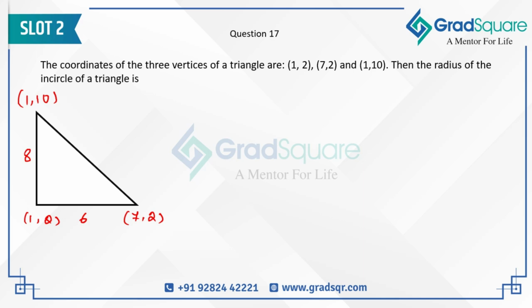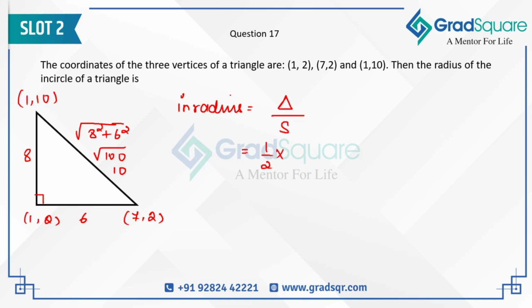So clearly this is what type of triangle? A right angle triangle, because it satisfies the Pythagoras theorem. Eventually this will become the square root of 8² + 6², which is going to be the square root of 100. So this is going to be 10. Then the radius of the incircle of a right angle triangle, what is it going to be? By formula, the inradius is equal to the area of the triangle divided by the semi perimeter, that is half of the perimeter. So for a right angle triangle, what is the area?